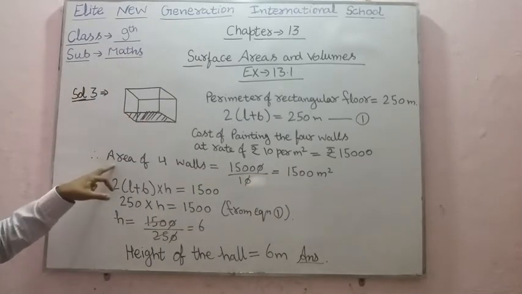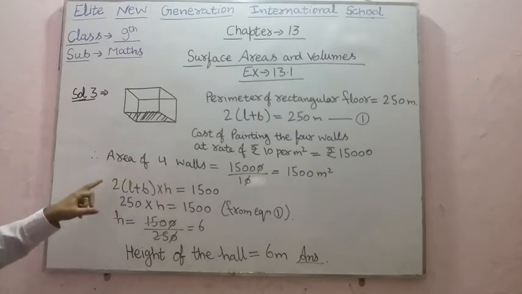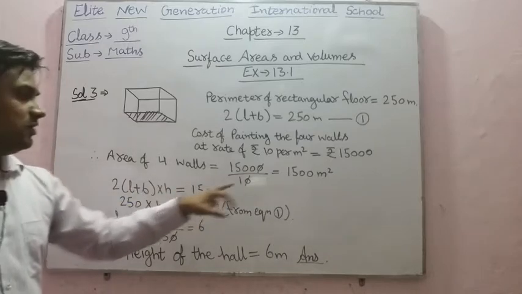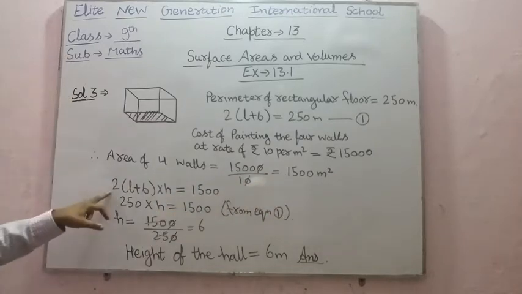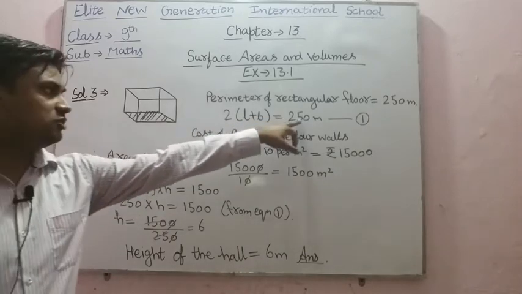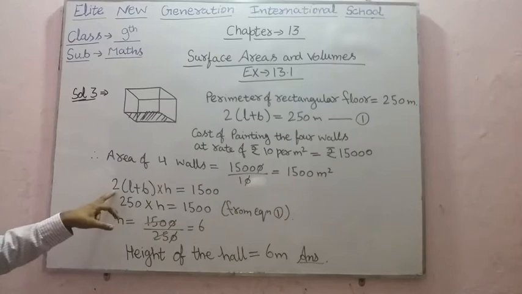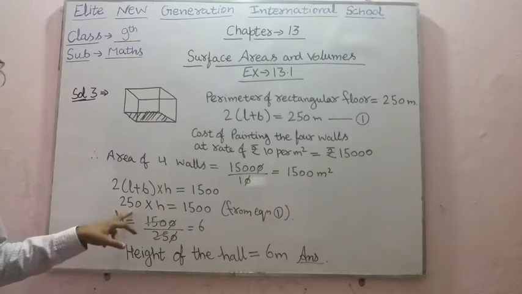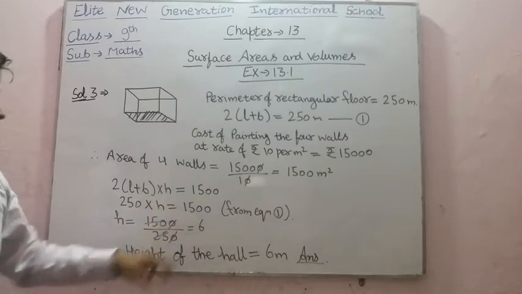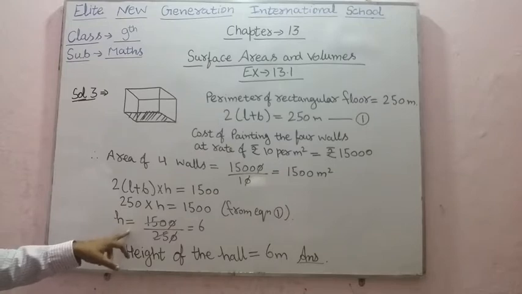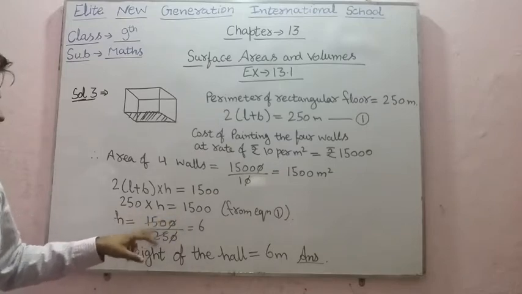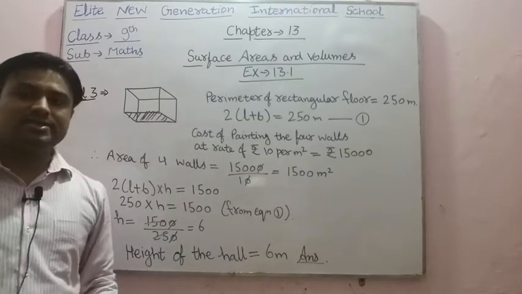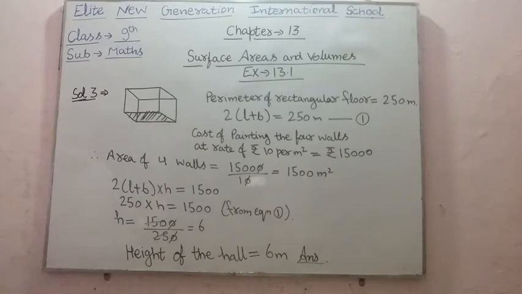Now we can use the formula for the area of 4 walls, which is 2 into (L plus B) into H, equal to 1500. Here the value of 2 into (L plus B) is 250 from equation number 1. So 250 into H equals 1500. Finding the value of H, it will be 1500 upon 250. By cancelling, it will be 6. So the height of the hall will be 6 meter. So 6 meter is the answer.